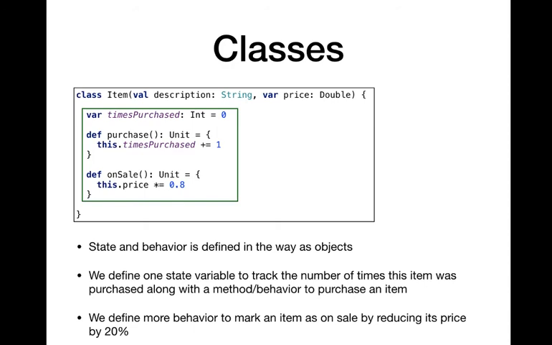So this, in the rectangle right here, is the same as how we defined an object. So this is what we're familiar with. Every item is going to have a variable named timesPurchased, which is an int, which is initialized as 0. And every item is going to have these two methods. However, when I create a new item, not every item is going to have the same description and price. Those two things will be different based on which type of item I'm creating.